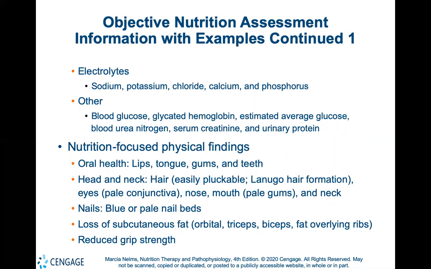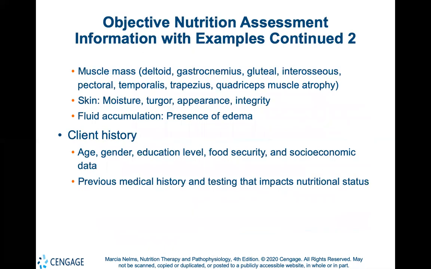Nutrition-focused physical findings. This could be oral health, the lip, tongue, gums, and teeth, head and neck, nails, blue or pale nail beds, reduced grip strength. Muscle mass, skin, fluid accumulation, client history, their age, gender, education level, food security, and socioeconomic data, previous medical history and testing that impacts nutritional status.